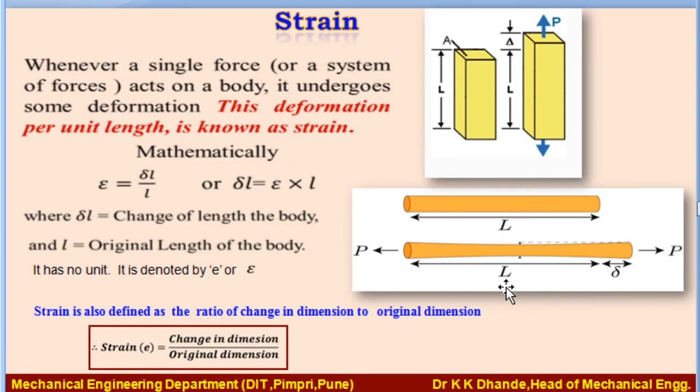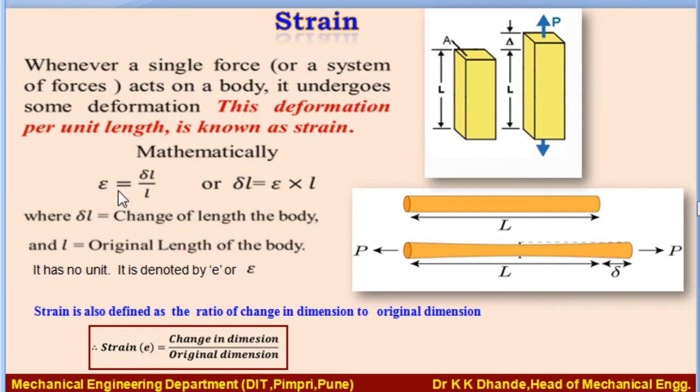Now strain. Whenever a single force acts on a body, it undergoes some deformations. These deformations per unit length is known as strain. Strain is denoted by epsilon, or in some books it is denoted by small e also.